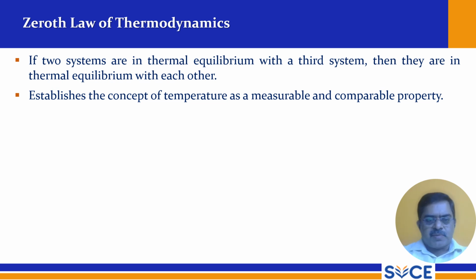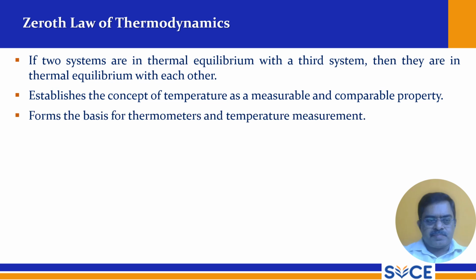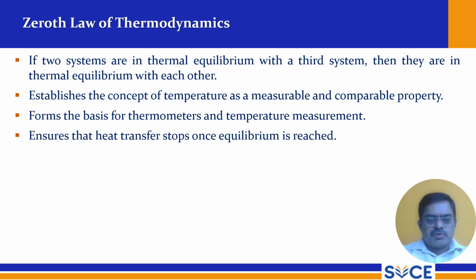It establishes the concept of temperature as a measurable and comparable property, and forms the basis for thermometers and temperature measurement. It is the basic entity in temperature measurement. It ensures that heat transfer stops once equilibrium is reached. So when three objects are in contact, once equilibrium is reached, there won't be any heat transfer among those three objects. So there it gets stalled.